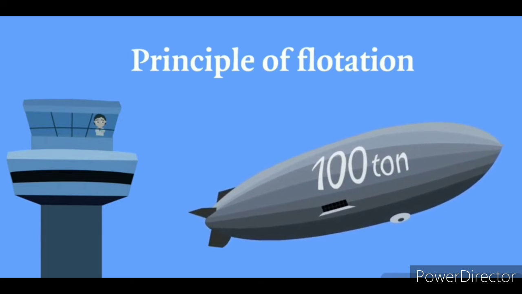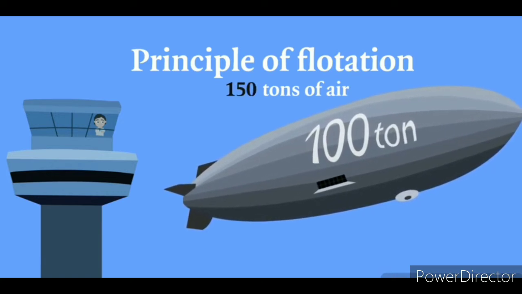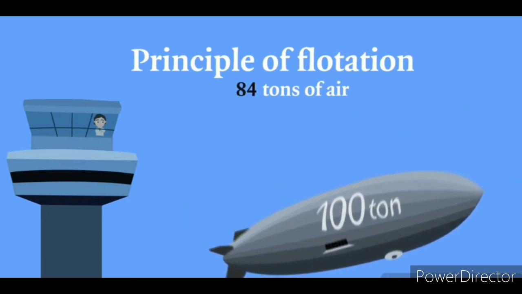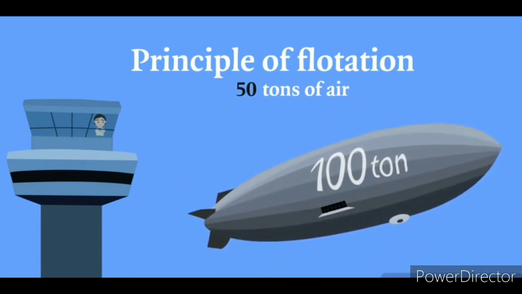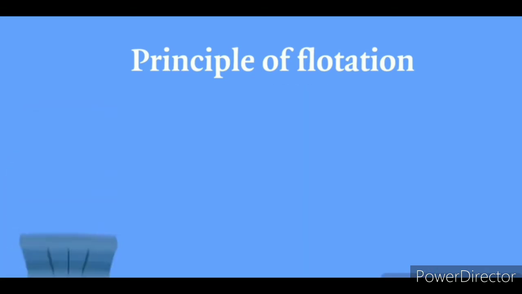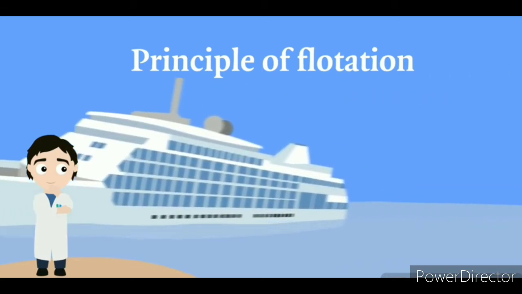In order for this 100-ton dirigible to float, it must displace at least 100 tons of air. If it displaces more, it rises. If it displaces less, it falls. And if the dirigible displaces exactly its own weight, it hovers at a constant altitude. It's an amazing discovery that has led to many inventions, including enormous cruise ships that can fit over 6,000 people on board.